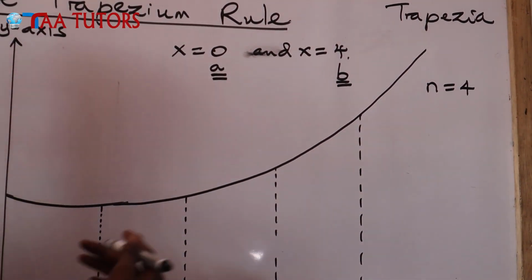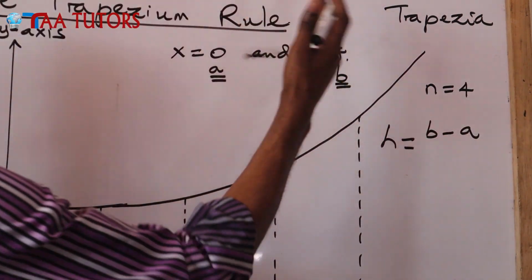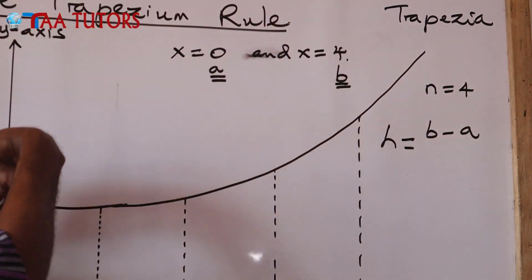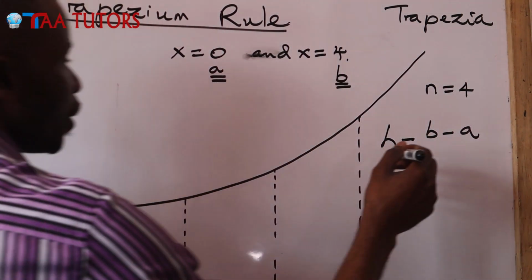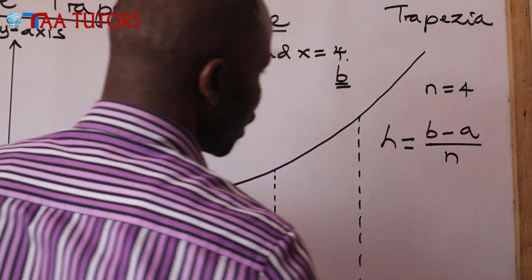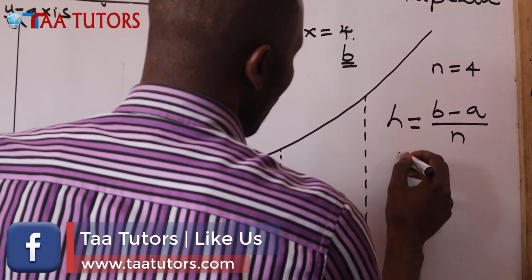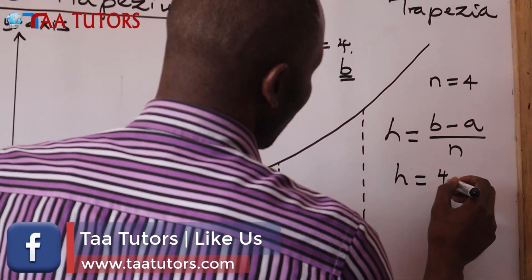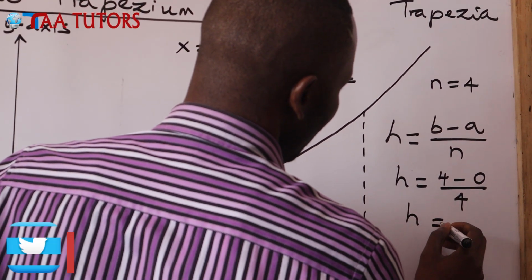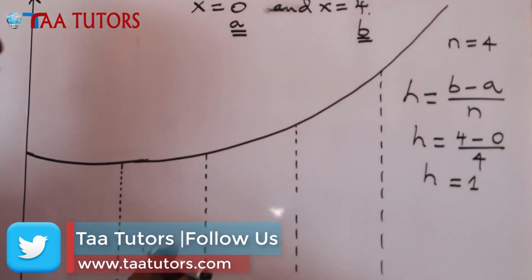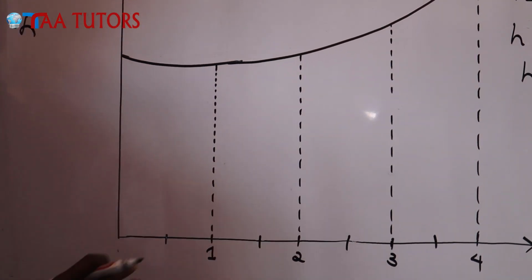Now, for you to get the height, it is usually given by b minus a, divided by n. The last value of x you are told, and the first value of x, the smallest value of x, that is a. So b minus a divided by n. In this case, our b is 4, our a is 0, divided by 4. So h here is 4 over 4, which is 1, meaning the value of h, the common height, should always be 1 unit for each trapezium.